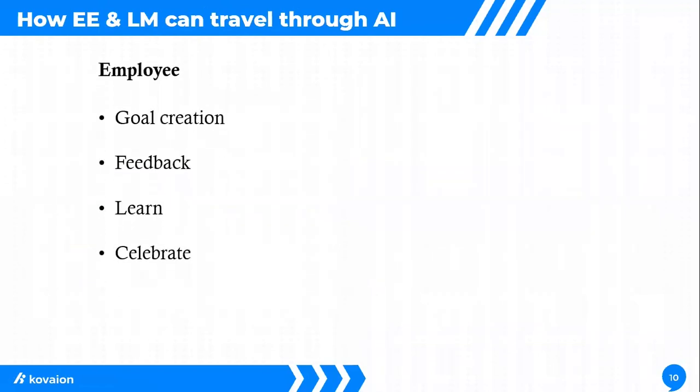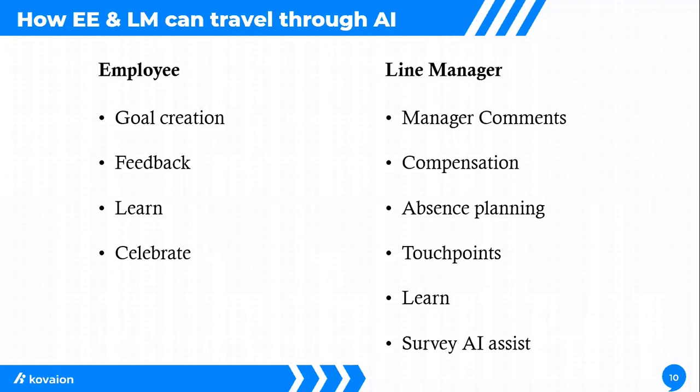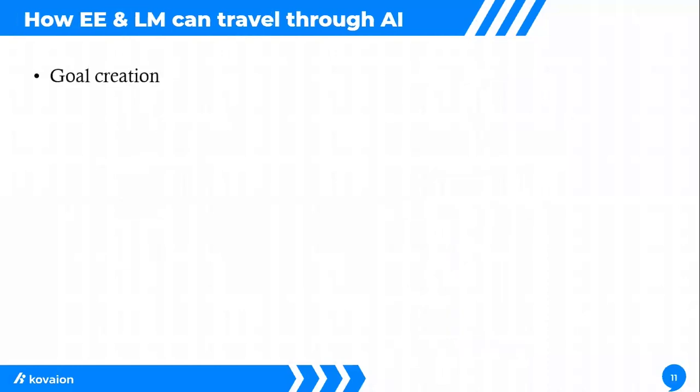So similarly, employee and line manager, how they can use AI on goal creation or feedback, learn, celebrate. A few advanced features on the AI for manager comments on the performance evaluation, and what all Redwood offers, using a new Redwood template, how it simplifies the workforce compensation. And also we can look at absence planning. We will look at touch points, learn and survey assist.